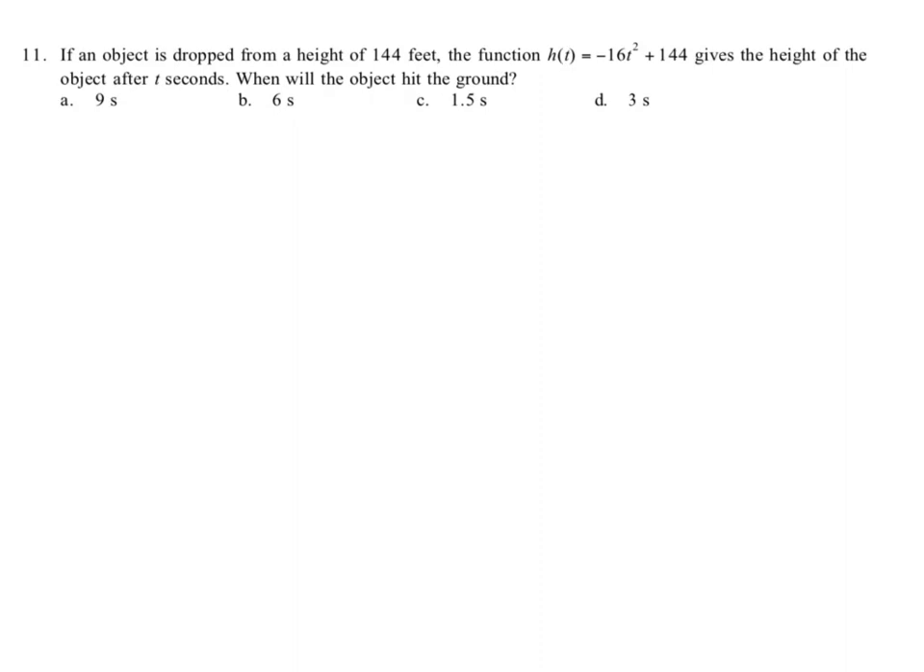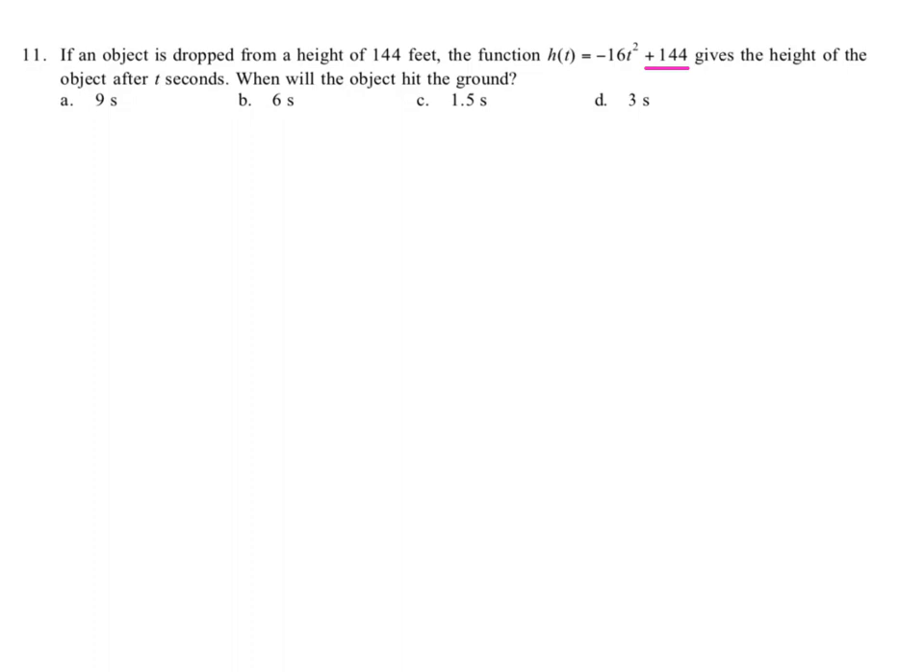Okay, if an object is dropped from a height of 144 feet, the function height after t time equals negative 16t squared plus 144. You see the number there saying it's dropped from that height, so we need to shift the thing up to that height. And we know that that number at the end shifts everything up. Okay, gives the height of the object after t seconds.